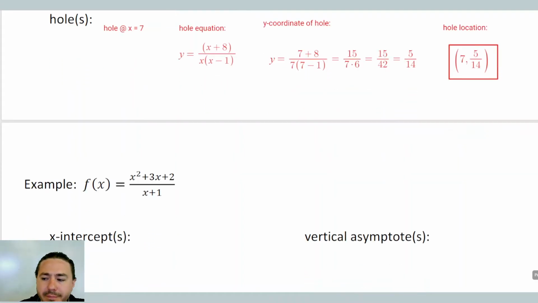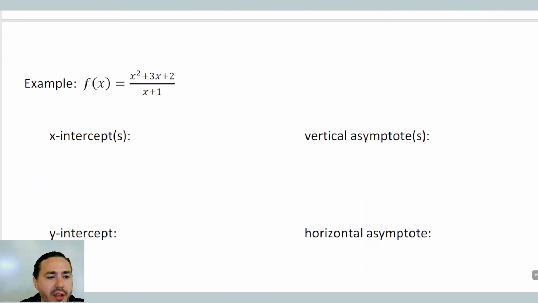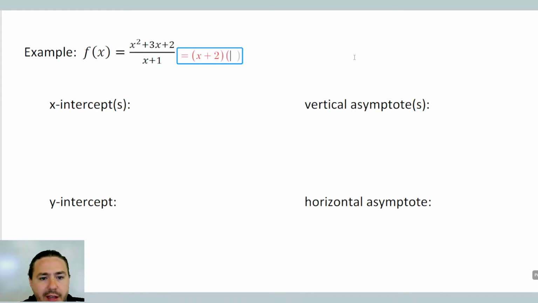All right, so there's not really much new to talk about here. I just have 2 more examples for you, so we can see how a few more of these work out. So this one we're going to factor, and we're going to get x plus 2 times x plus 1. So we are going to have a hole in this one as well.